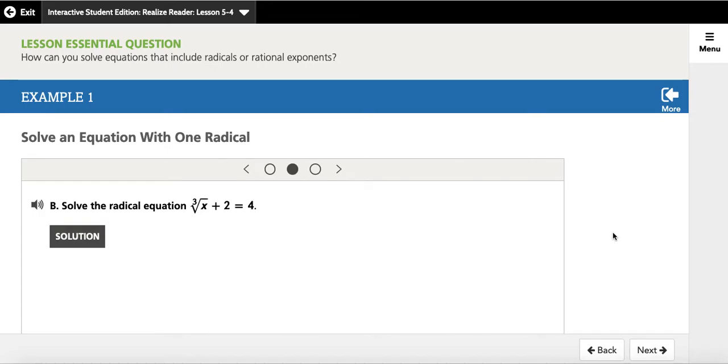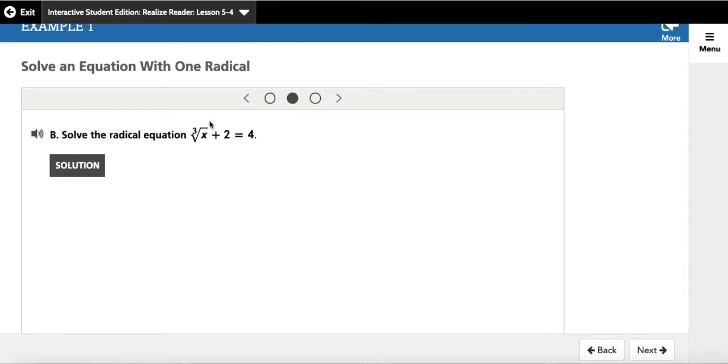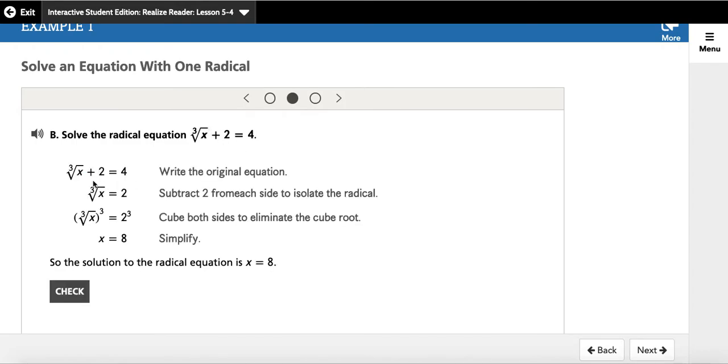Solving this radical equation, we're going to isolate the radical, but it's not a square root. It's a cube root. So we're going to subtract 2 from both sides. After they subtract 2 from both sides, they get the cube root of x equals 2. And because it's the cube root, we're going to cube both sides. So when you cube the cube root, you get x. And when you cube 2, you get 8. So now we know x equals 8.